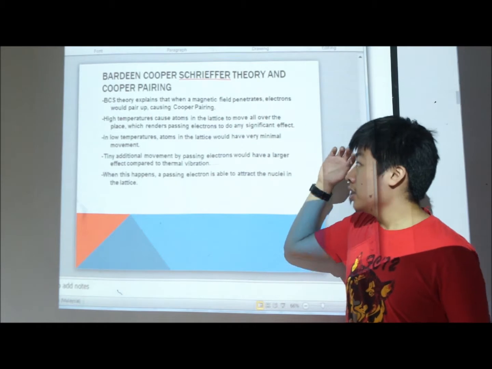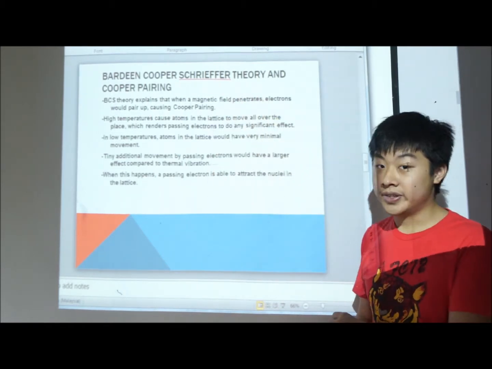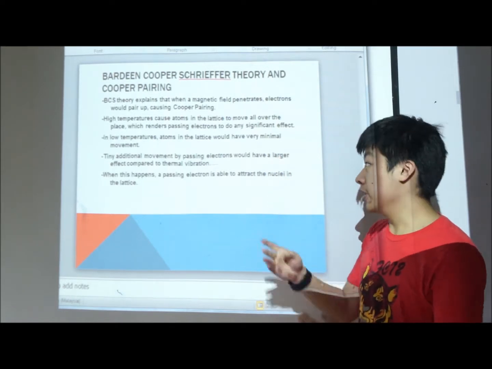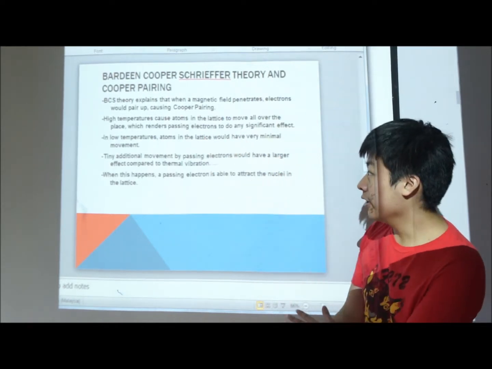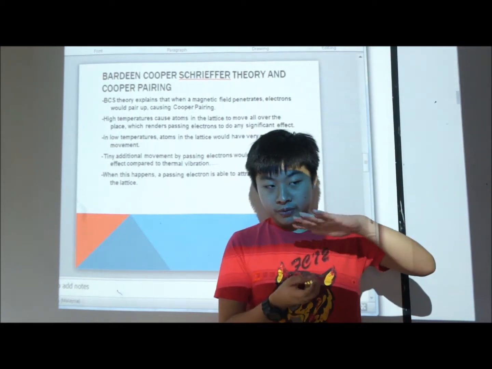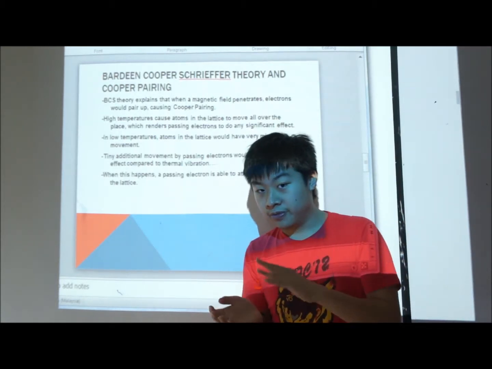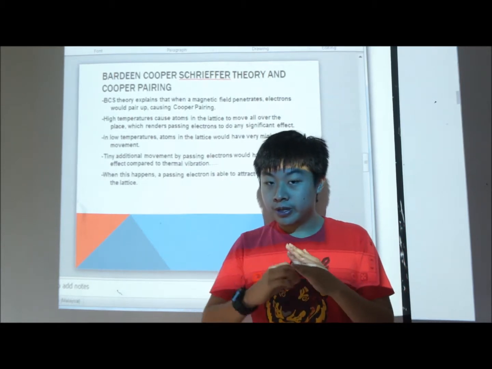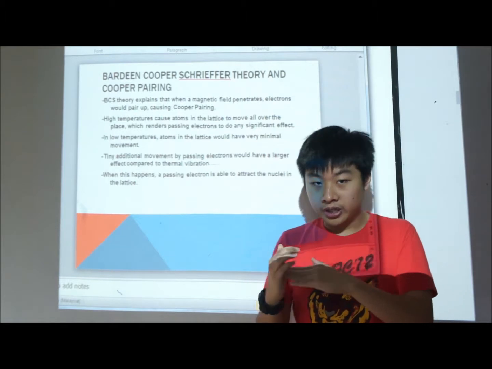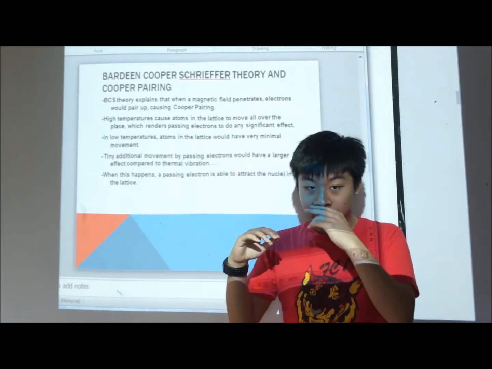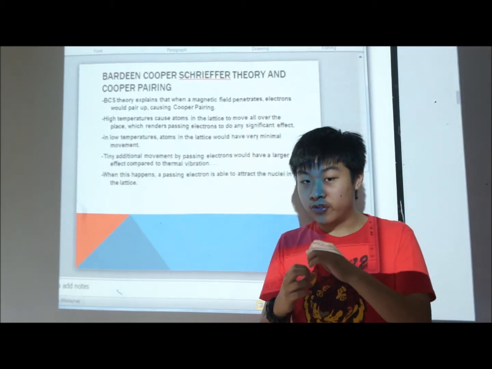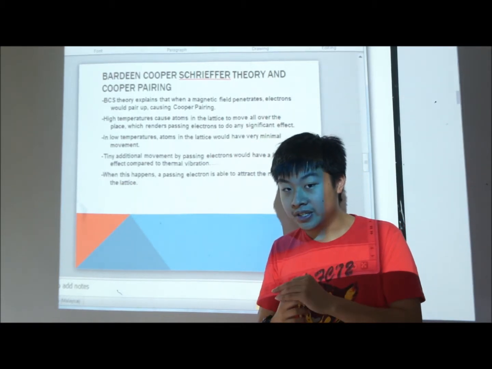And we come to this theory, the BCS theory, which enables something called Cooper pairing. Before I get to how Cooper pairing works, at high temperatures, as I said before, there will be vibrations in the lattice of the atoms. For Cooper pairing to work, it needs electrons to affect the lattice.